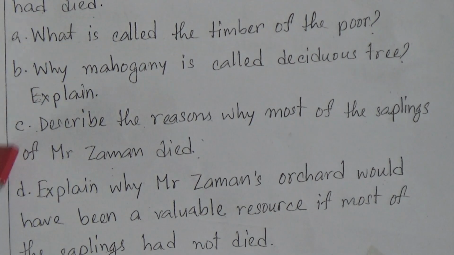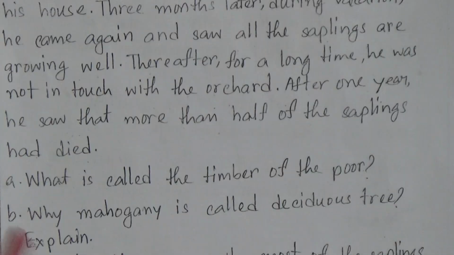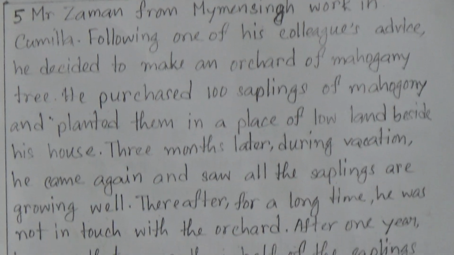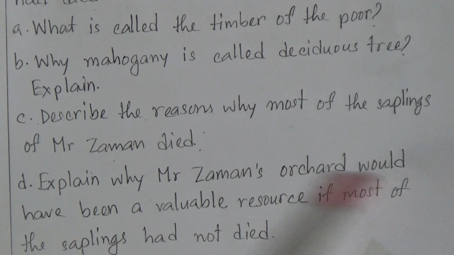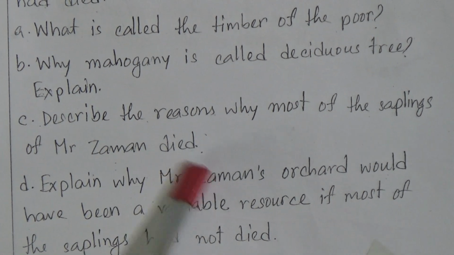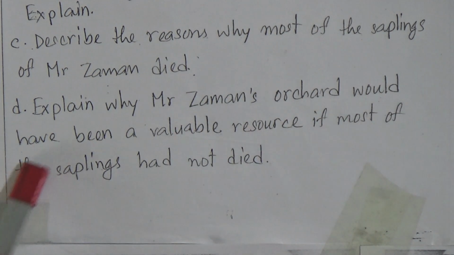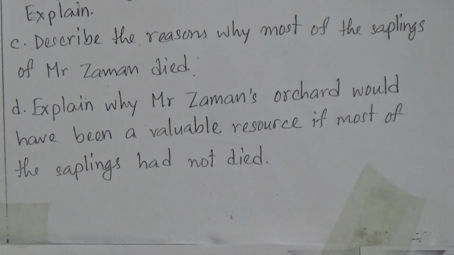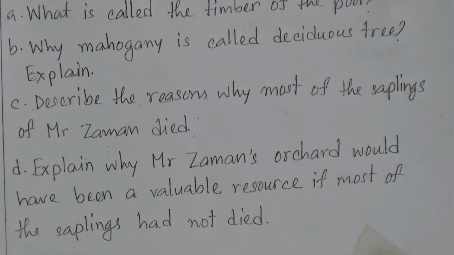And for question number C and D, you need to use the stems, and you also need to apply the knowledge of your textbook. And question number C is describe the reasons why most of the saplings of Mr. Zaman died. And number D, explain why Mr. Zaman's orchard would have been a valuable resource if most of the saplings had not died. So we will try to find out the answer of question number C and D.